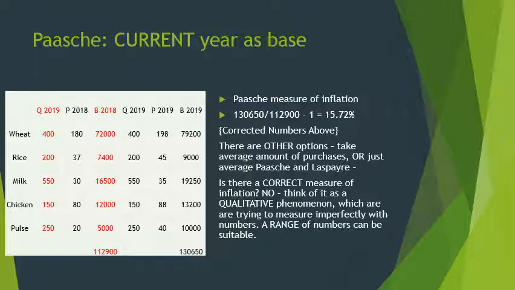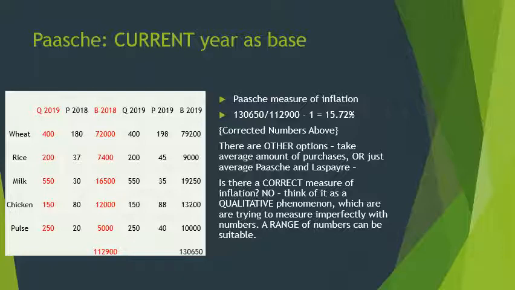And so now the Paasche measure of inflation is the ratio of these two numbers. It's 130,650 over 112,900, minus 1. The numbers are written incorrectly on the slide, and this comes out to 15.7%, which is rather different from the 17% we calculated last year.